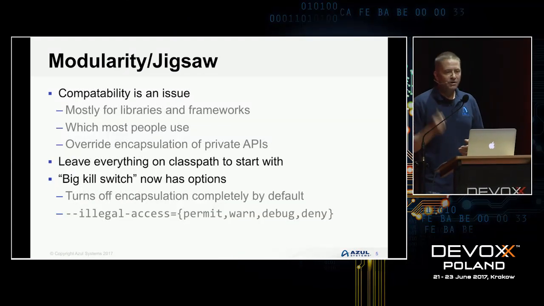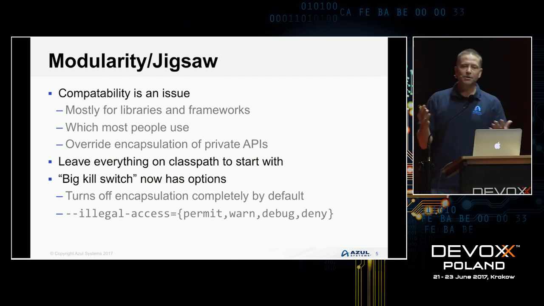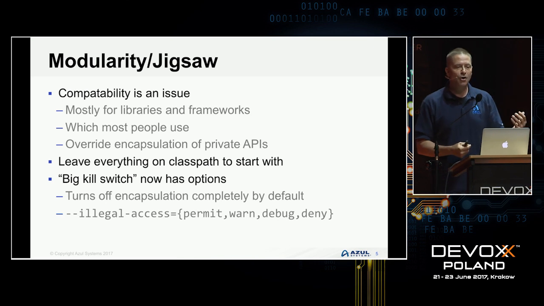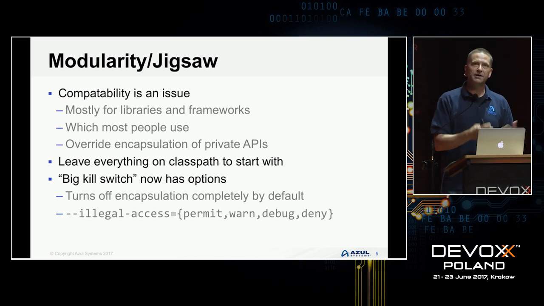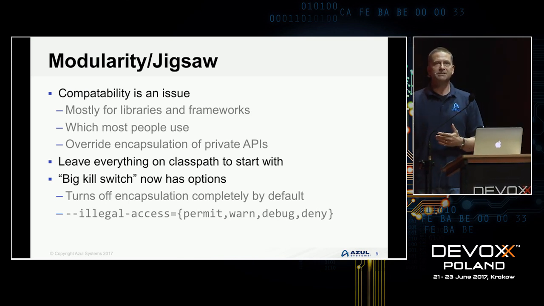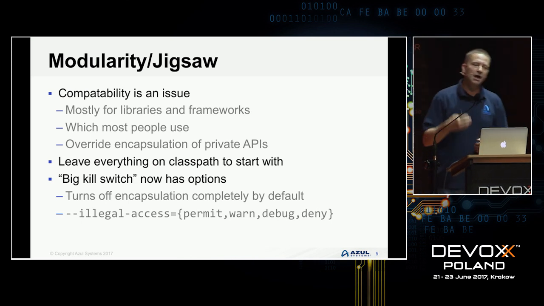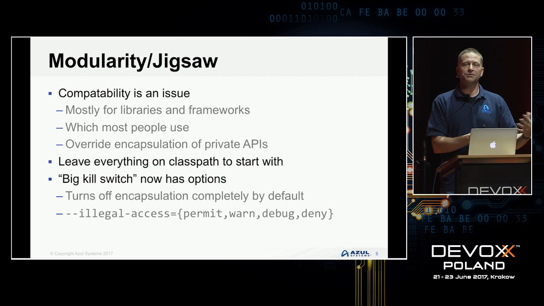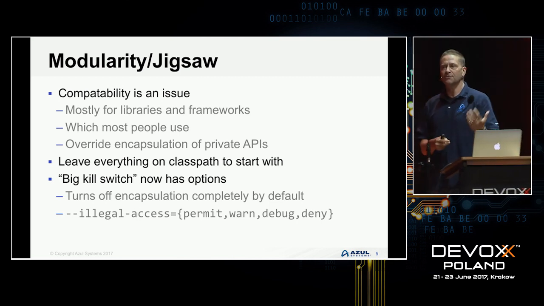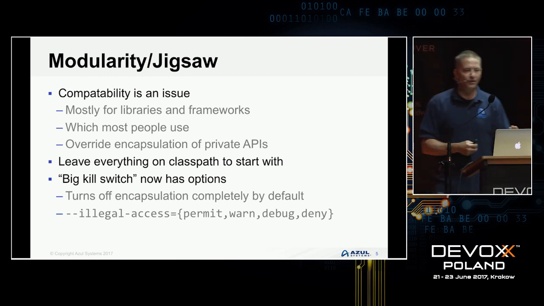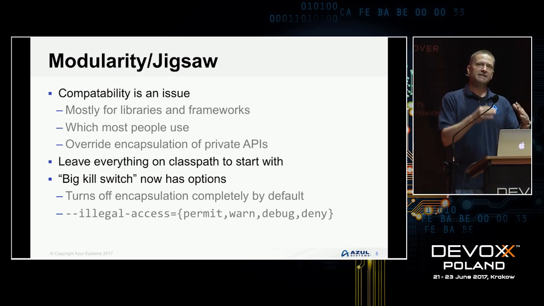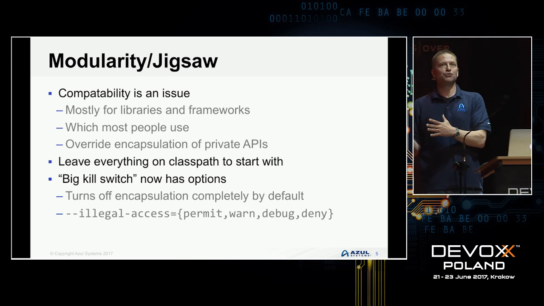Now, talking a little bit more about Jigsaw, compatibility is something of an issue. As I said, the encapsulation of the internal APIs means that some code needs to have these extra options. You need to be able to override that in certain situations, especially with frameworks. Frameworks is some of the things where you see this more often. What you can do to ensure compatibility is, in effect, to ignore the module system for now.